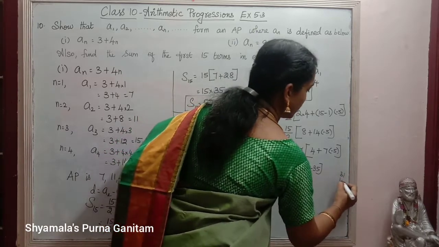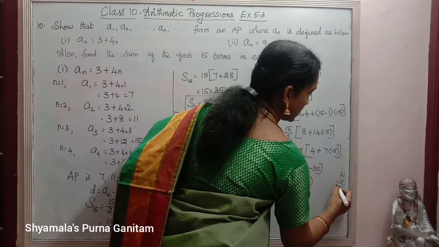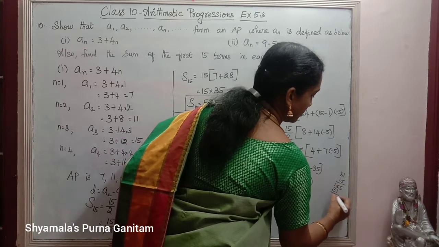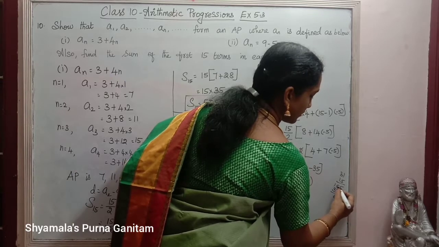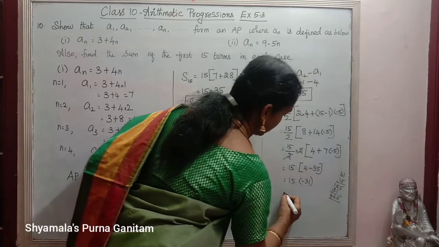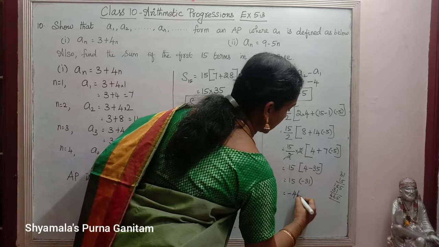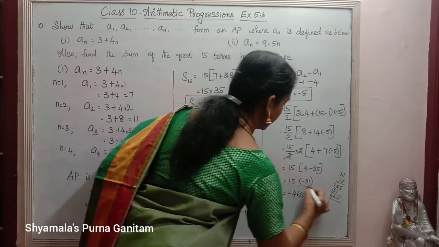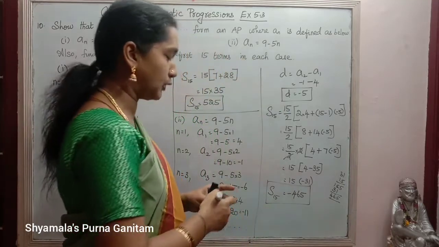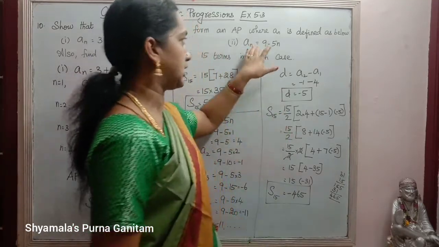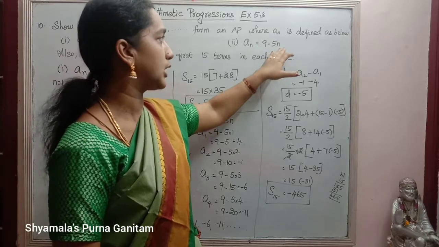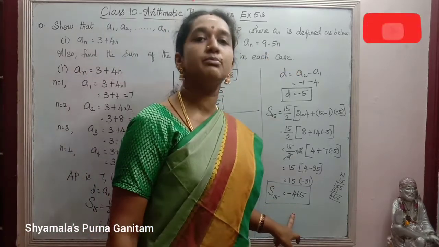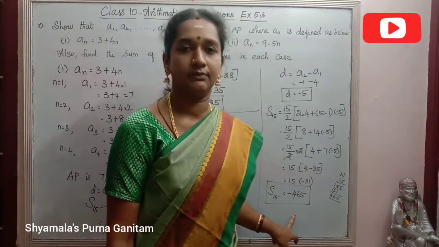So 31 into 15 is 5 1s are 5, 15, 31. So 5, 6, 5 plus 1 6, 465 minus 465. So this is S15. So S15 is equal to sum to 15 terms of the given, that is for the second question, an is equal to 9 minus 5n, it is minus 465.